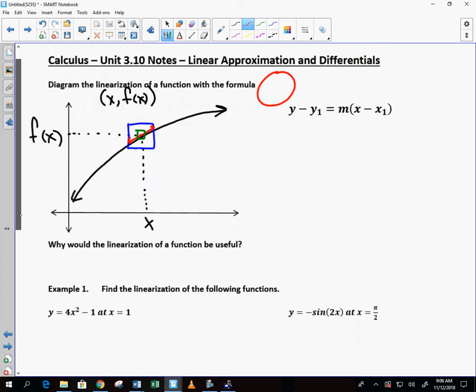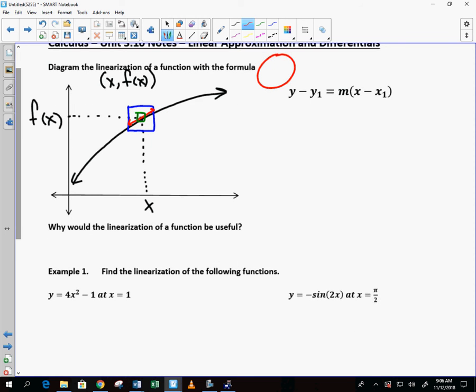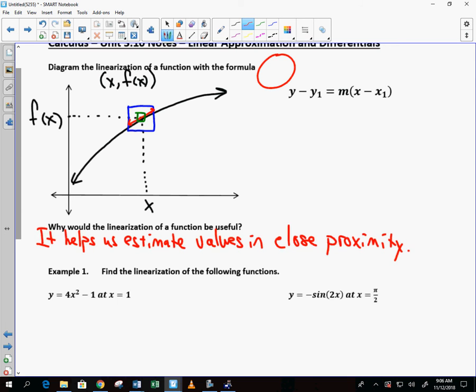Why would the linearization of a function be useful? It helps us estimate values in close proximity. And it's no big deal.